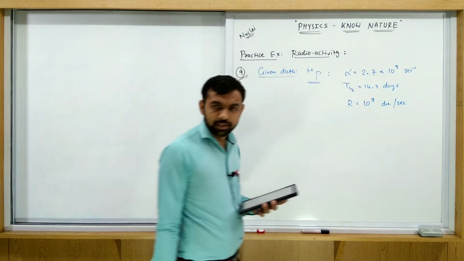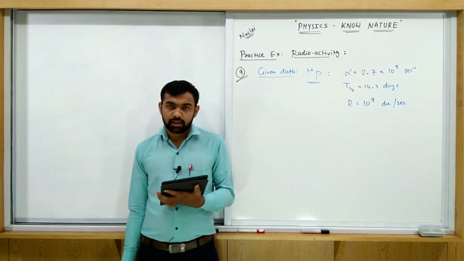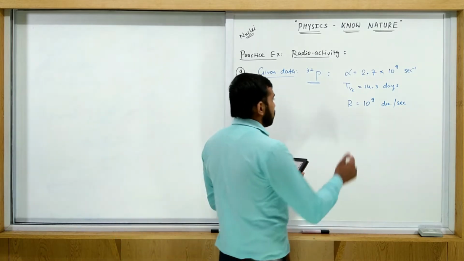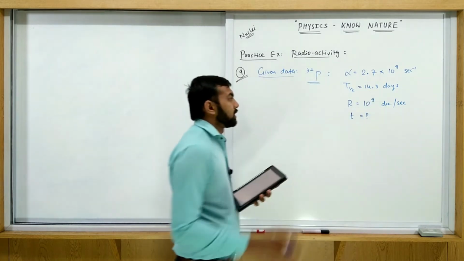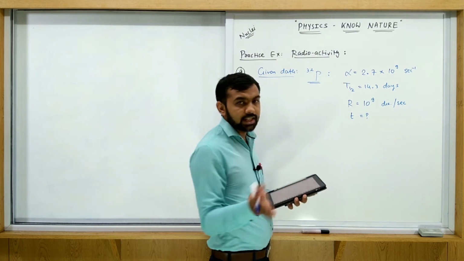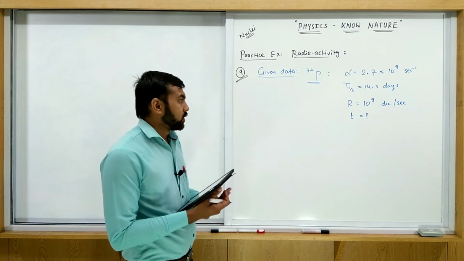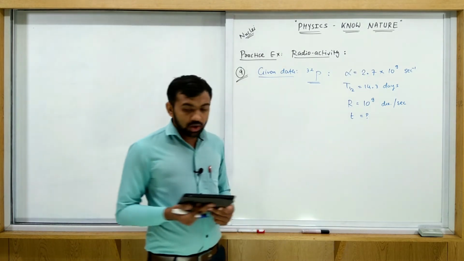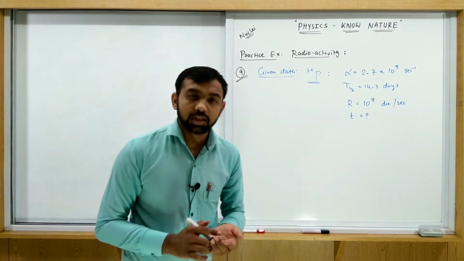It means decay per second, disintegration per second. And we have to find the time here, meaning how much time is required from the beginning. Beginning means at t is equal to 0, where R is equal to R0. So up to this example we are going to the solution, but first we understand this problem.